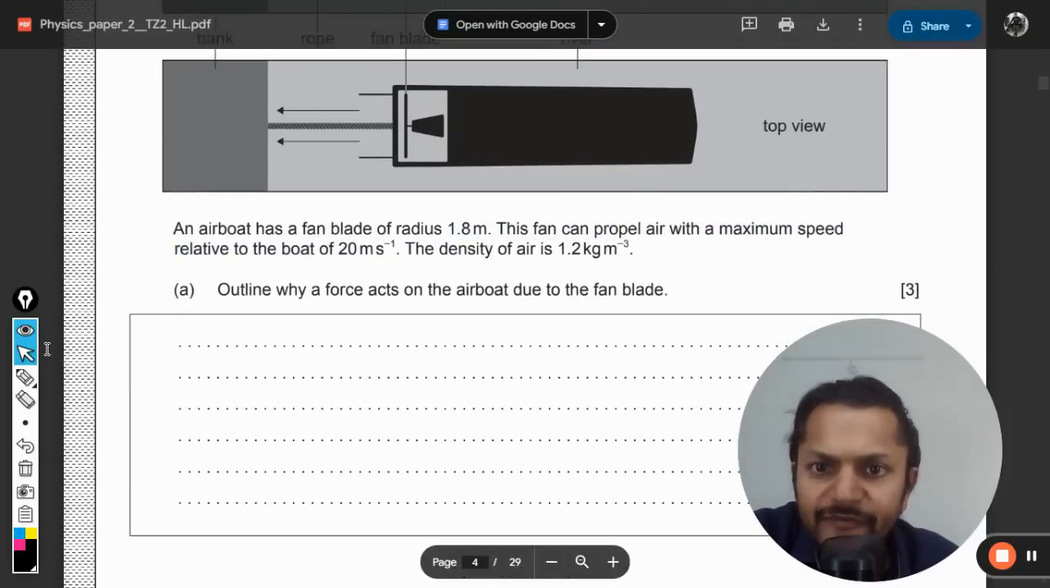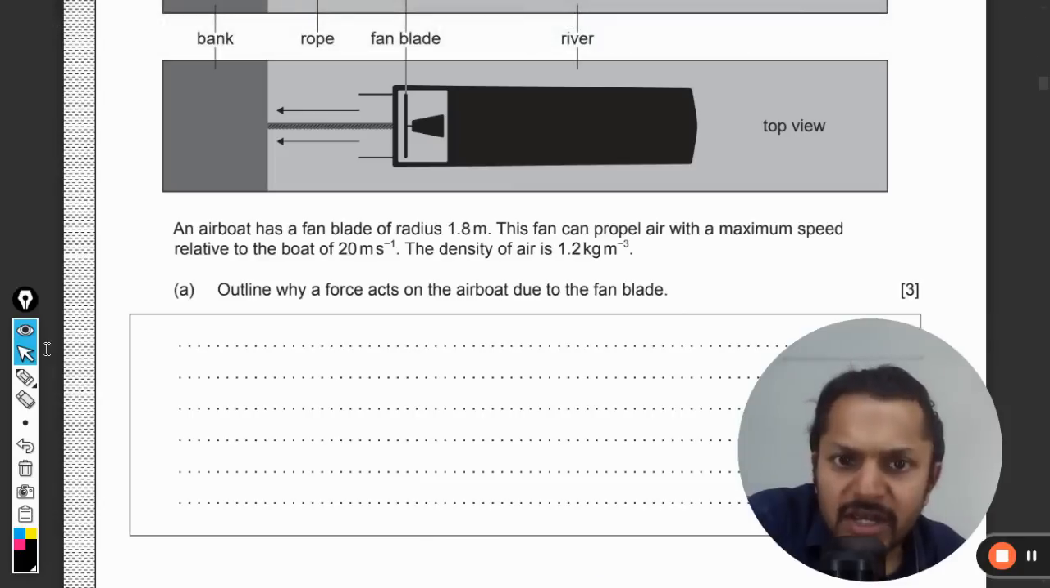An airboat has a fan blade of radius 1.8 meters. This fan can propel air with the maximum speed relative to the boat of 20 meters per second. The density of the air is to be taken as 1.2. Outline why a force acts on the airboat due to the fan blade.